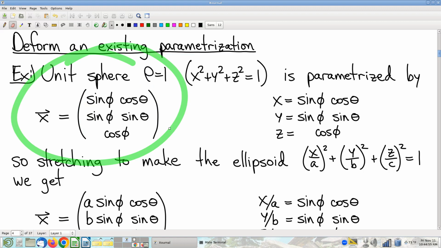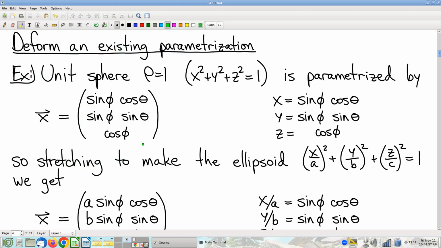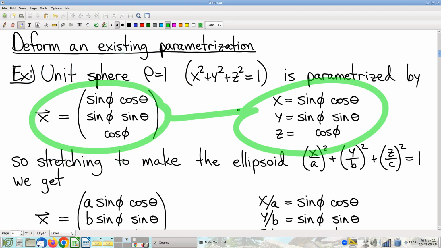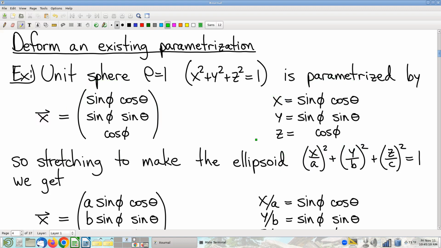Okay, well, here's the thing. Suppose you wanted to, and by the way, I can recopy that vector form of the parameterization. I can write that down separately as 3 separate equations, I suppose, if you want. Okay. All right. So, what, though, if you are interested in an ellipsoid, not a sphere, an ellipsoid, like so?